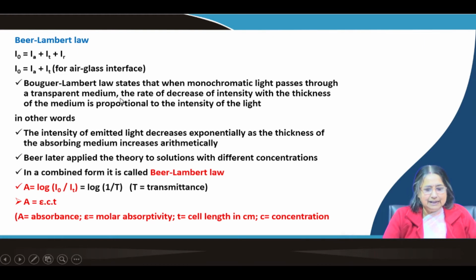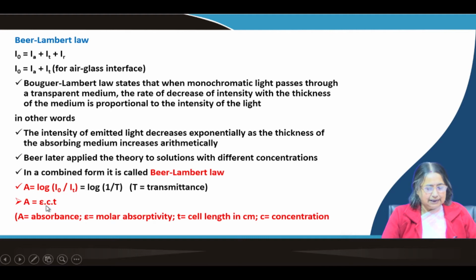So, this is in a medium, and this is Beer law in some concentration with different concentrations. So, it is basically solutions with different concentrations. So, when you combine these two, then it will come as log I0 by I_t, which we call absorbance. Absorbance A is epsilon into C into T. This is the combination, this is the Beer-Lambert law.